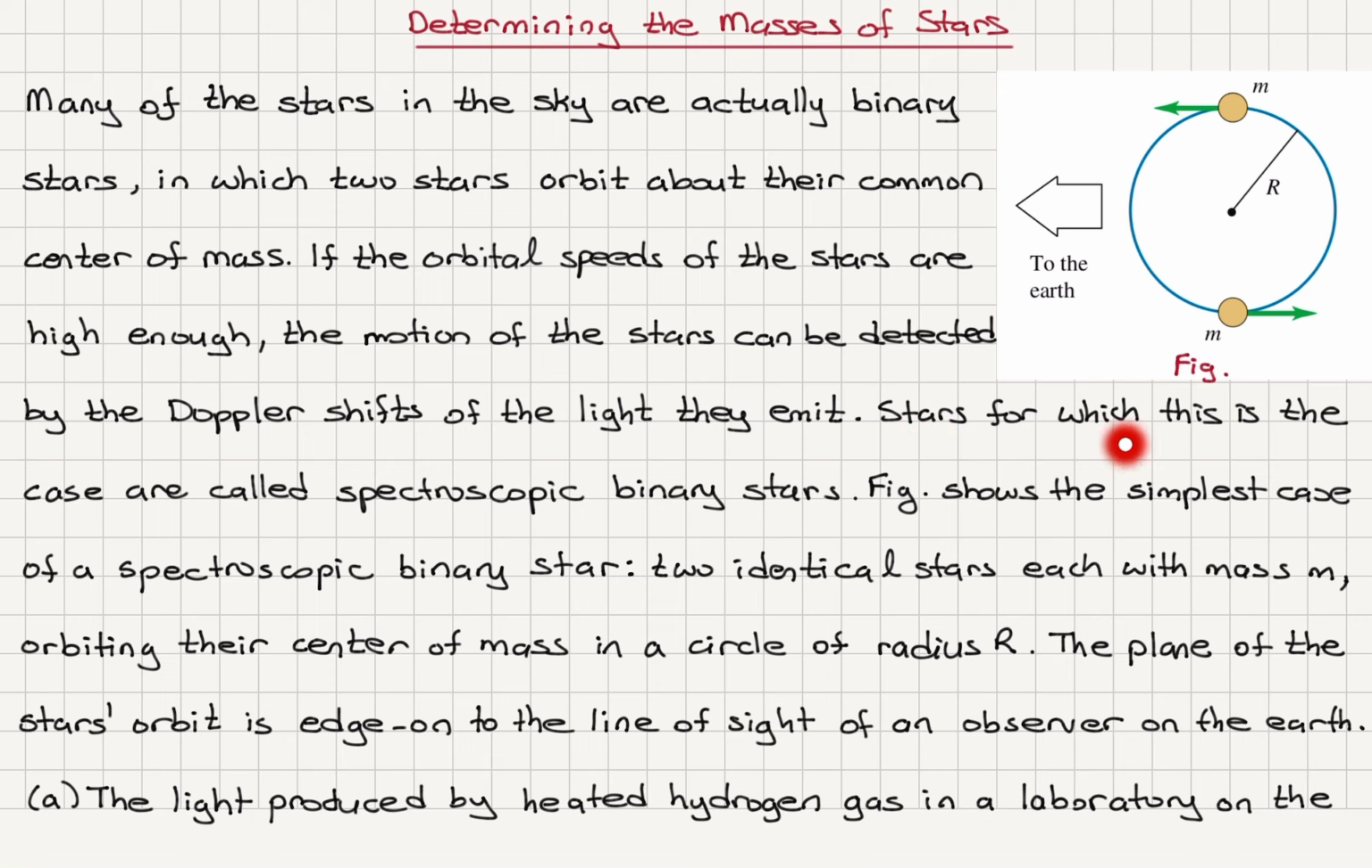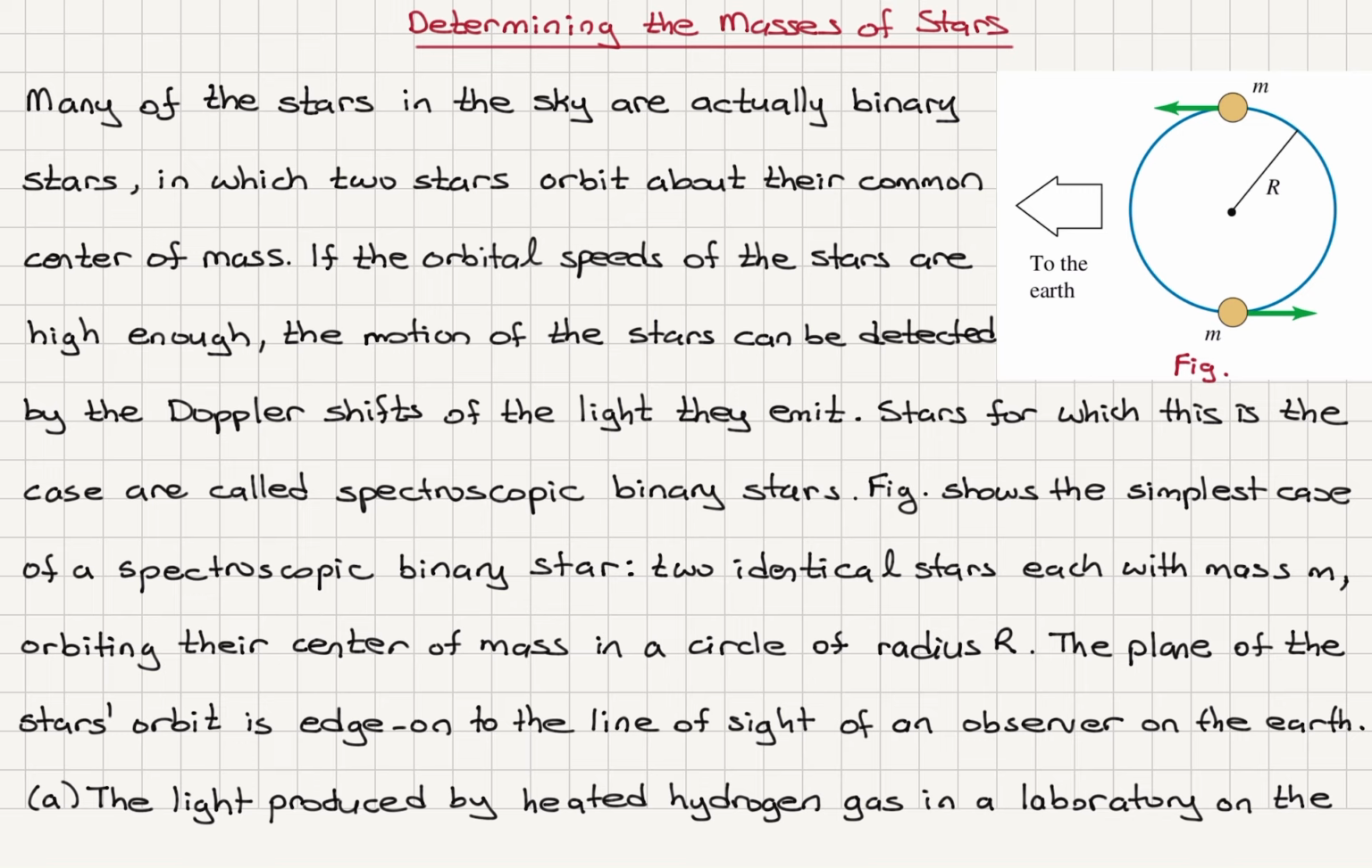Stars for which this is the case are called spectroscopic binary stars. The figure shows the simplest case of a spectroscopic binary star: two identical stars, each with mass m, orbiting their center of mass in a circle of radius capital R. The plane of the stars' orbit is edge-on to the line of sight of an observer on the Earth. So this is edge-on with the line of sight of the observer on Earth.